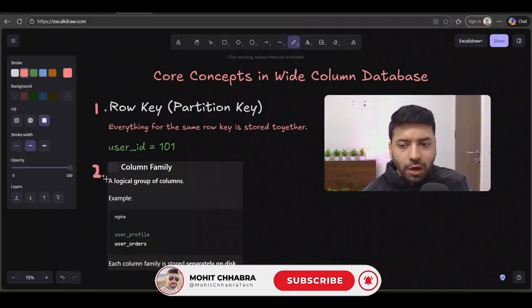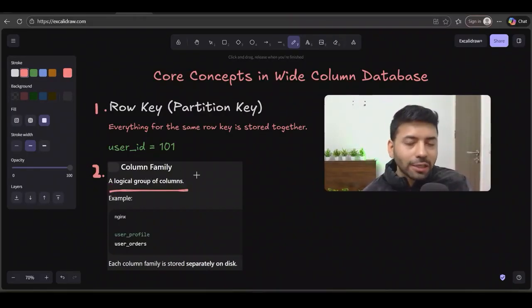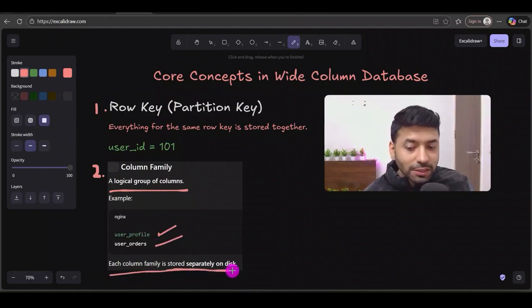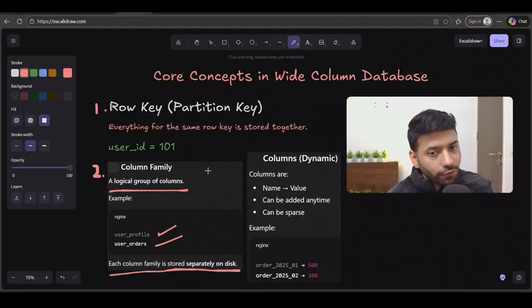The second is the column family. Basically, it's a logical group of columns. That is why it's called column family. For example, user profile, user orders. Each column family is stored separately on the disk. So a logical group of columns is a column family.